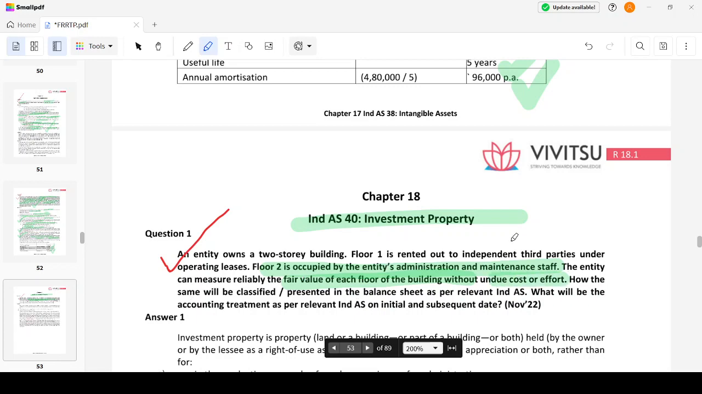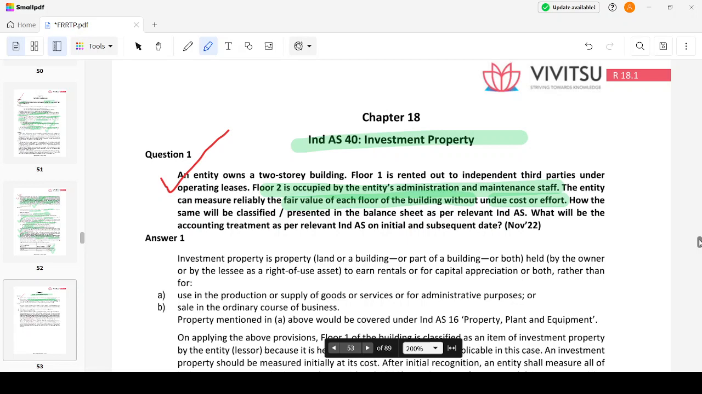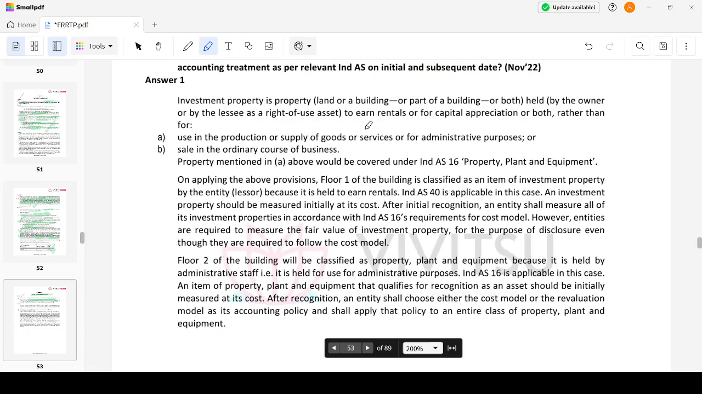Okay. How will this be classified? Investment property is a property held to earn rentals or for capital appreciation or both. When you think about investment property, the only thing which will come to your mind is land and or building, nothing else. Okay, clear. If it is used in the production or supply of goods or for administrative purposes, rather than sale in the ordinary course of business, then it will come under property, plant, and equipment or inventory.